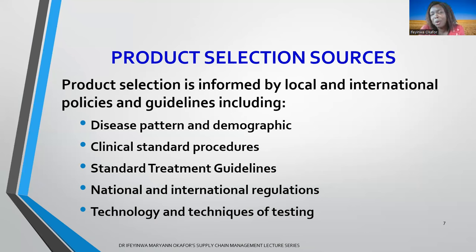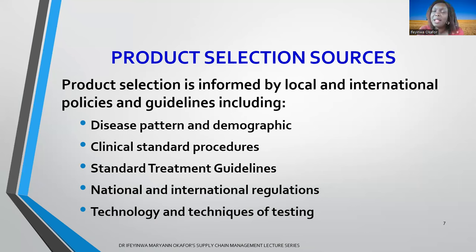And also there are health professionals in charge of that sector of the health system, and their guidelines can also be looked into. You can also look into the disease pattern and demographics. For you to select a product, you need to look at disease pattern and demographics. Clinical standard procedures should be considered before selecting a product.